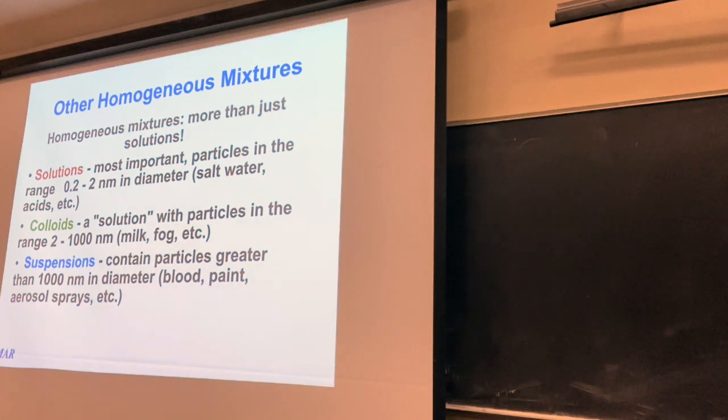And finally, you can get to what's called a suspension. These are even bigger particles inside, and things like blood and paint are good examples of this. So if you have a sample of blood and compare it to hydrochloric acid, it looks like one liquid phase, but you can't see through it. So there are differences between colloids and suspensions relative to solutions, and I think it's important to overview that here.